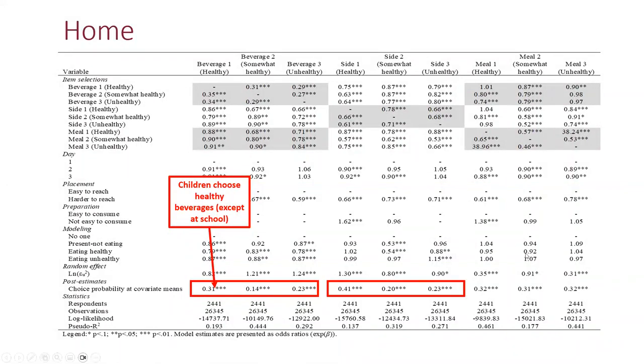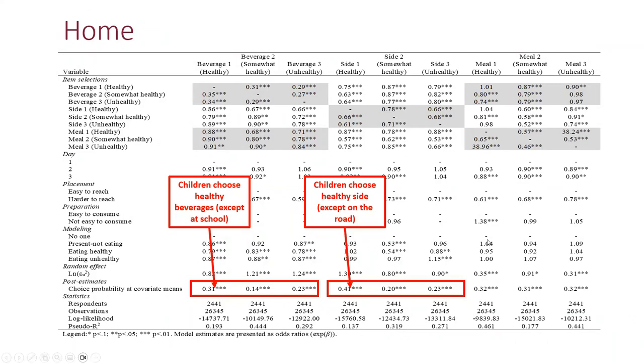And a similar finding could be found for sides, where children virtually always chose a healthy side more often than a medium or unhealthy side. So with respect to beverages and sides, usually the tendency, as it transpired more so for beverages, is to choose one beverage rather than two. And this usually would be more often than not a healthy beverage, and likewise for sides.